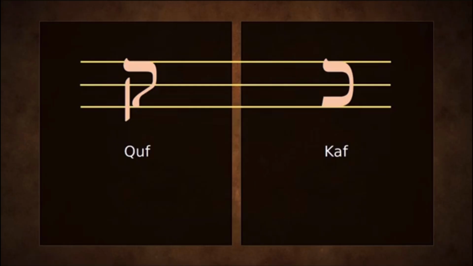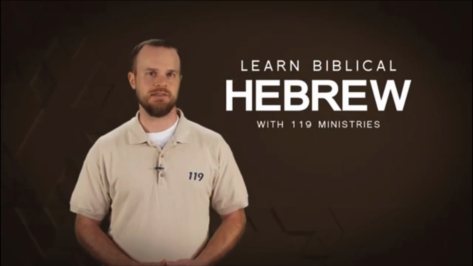One other thing to notice about the kuf is that the long vertical leg on the left extends below the normal line of writing. Here you can see that the kuf is extra long. It's the only non-final letter that extends below the normal line of writing, so you can't really mistake it for any other letters. Let's review what we learned this lesson.